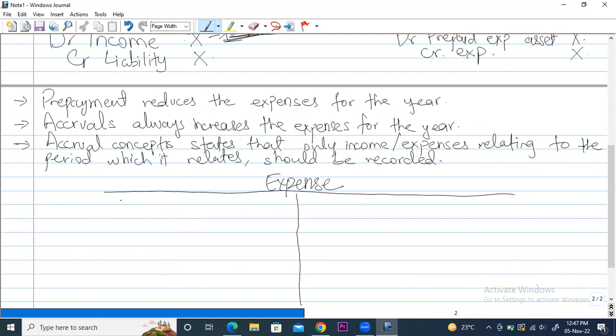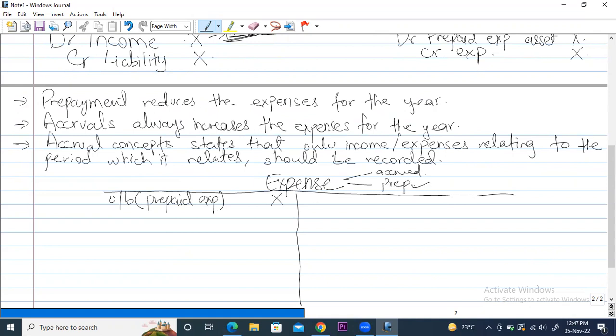Now in expense, I was telling you that any opening balance relating to the prepaid expense will be written over here. Why am I writing it on the debit side? Because prepaid expense was an asset. So anything which is an asset, that opening balance always comes on the debit side, right? Now, two things were here: accrued and prepayment, right? So prepayment we have dealt with.